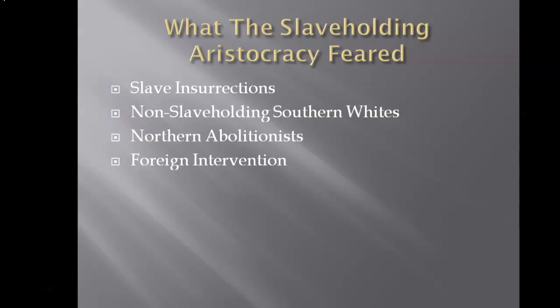If emancipation took place, they would instantly lose that money, unless it was by gradual manumission. Northern abolitionists frightened them more than anyone because of their insistence that it be immediate now. Finally, Southerners feared foreign intervention. That may surprise you, but it's really important. And we'll see how it plays out here as we continue talking about this.